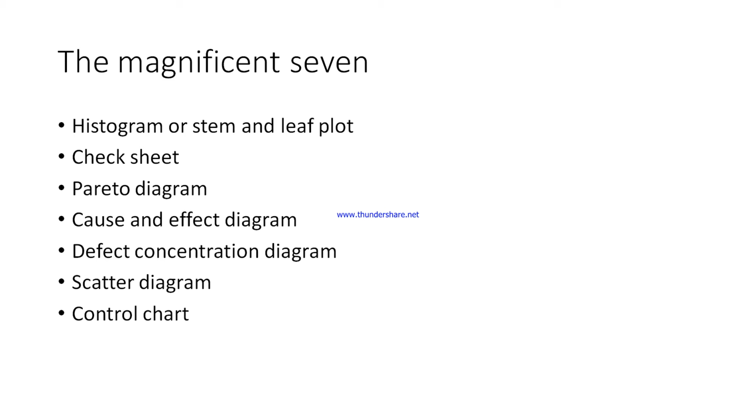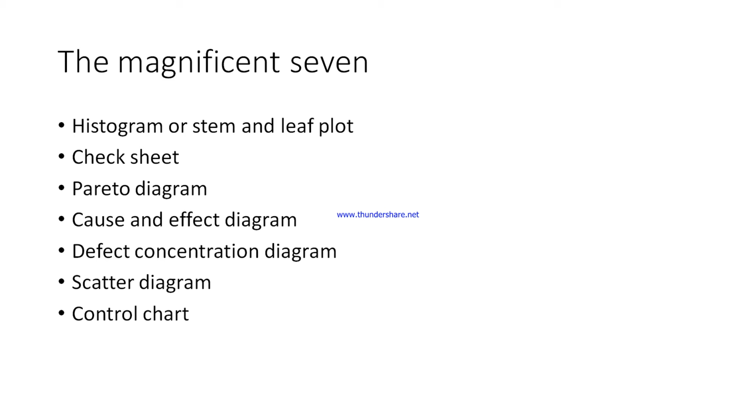So these are the 7 tools. You have the histogram or the stem and leaf plot, the check sheet, the Pareto diagram, the cause and effect diagram, the defect concentration diagram, the scatter diagram, and the control chart.